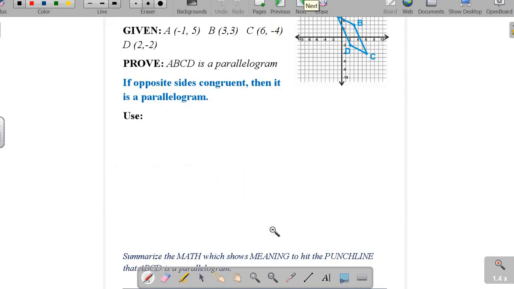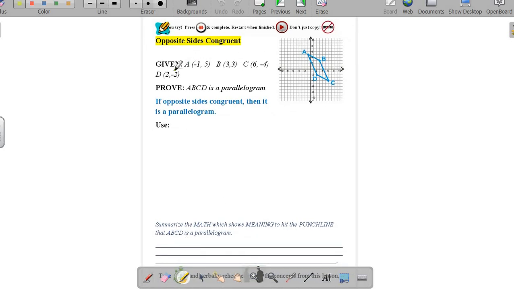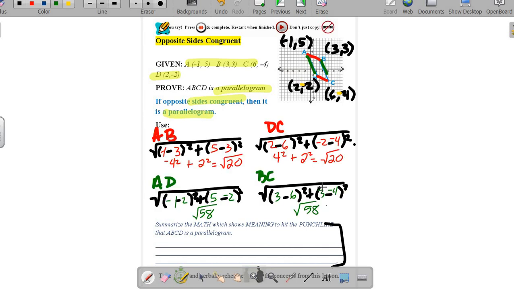So this is your page. What you're going to do is you're given the exact same parallelogram. You're going to prove it's a parallelogram, but you're going to prove it by showing that opposite sides are congruent. So you're going to do some sort of math here. And then you summarize the meaning of your math and the punchline, which is it's a parallelogram because of this. This page you're going to do on your own. Pause the video, then restart.